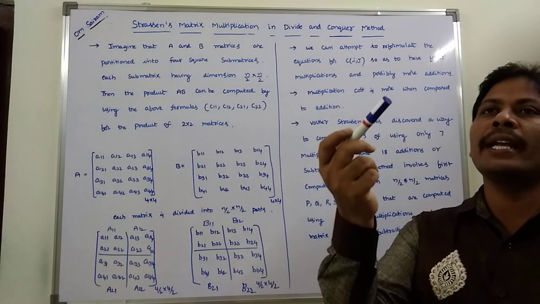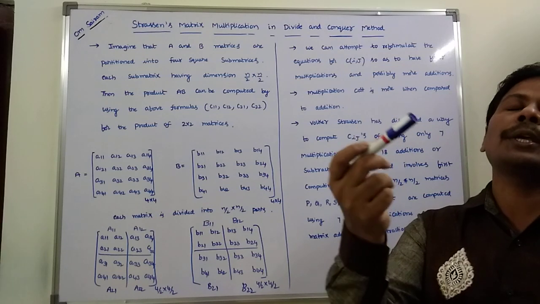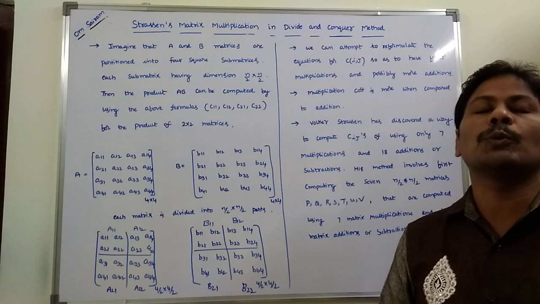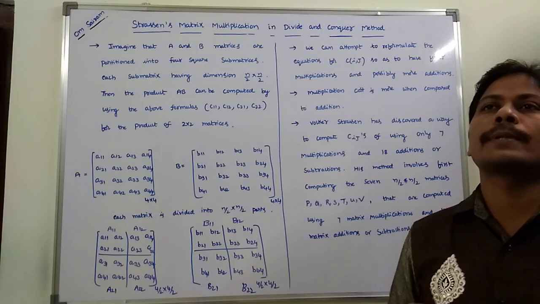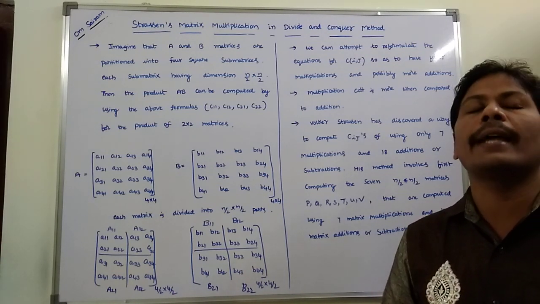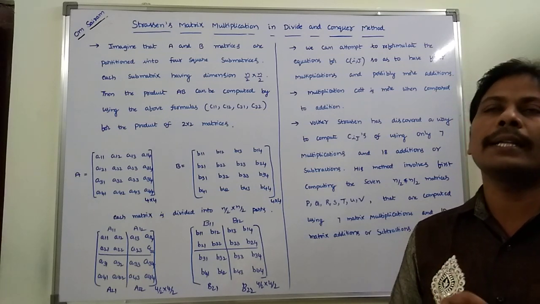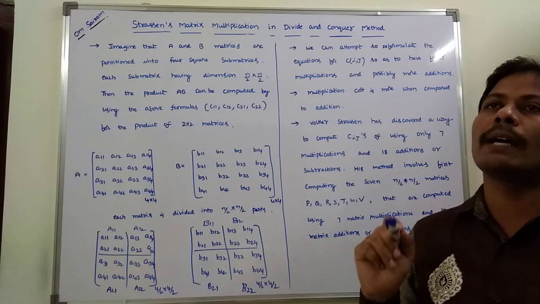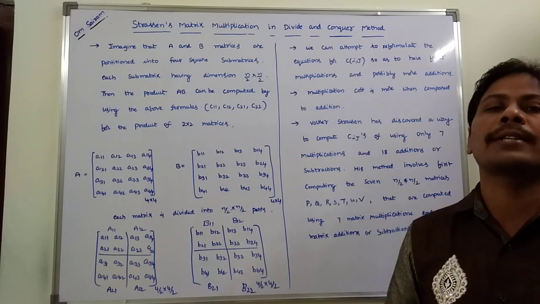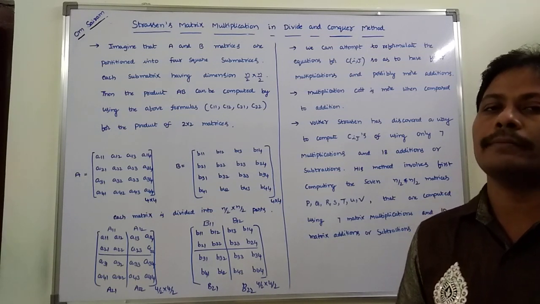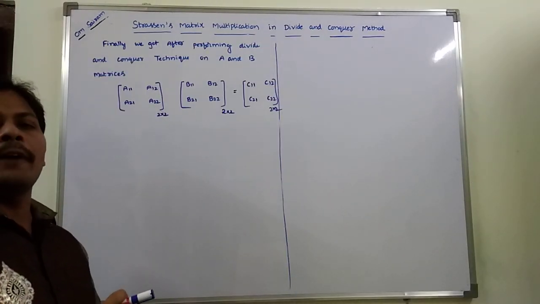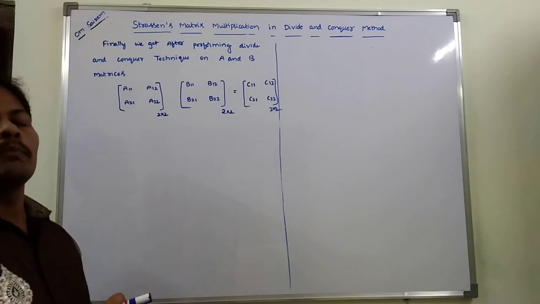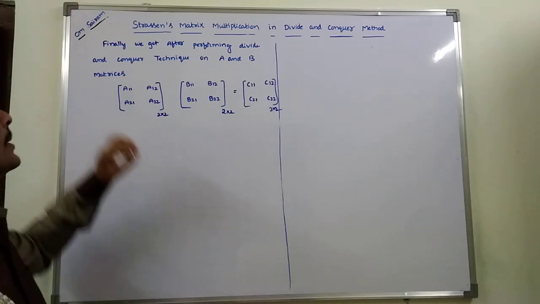So in total, by combining these 7 equations P, Q, R, S, T, U, V and C11, C12, C21, C22, there are 7 multiplications and 18 additions or subtractions. But in the case of the 7 equations P, Q, R, S, T, U, V, there are only 7 multiplications and 10 additions or subtractions. So after applying the divide and conquer technique on the 4 by 4 matrix, we have to get this one.